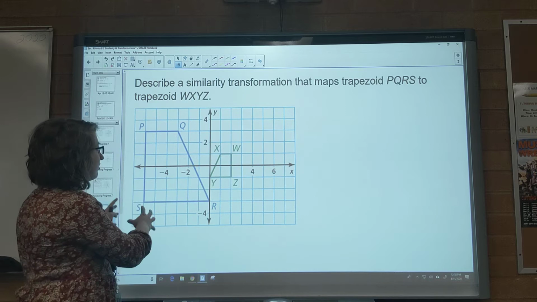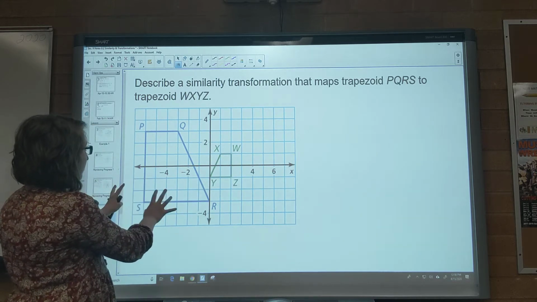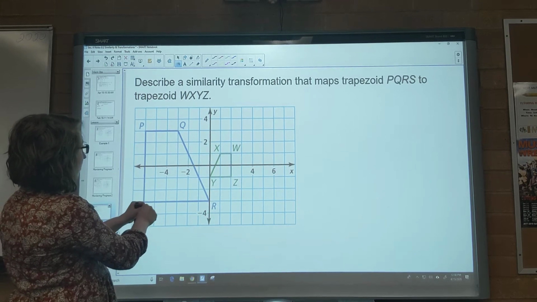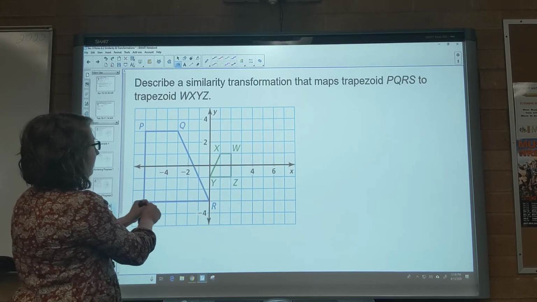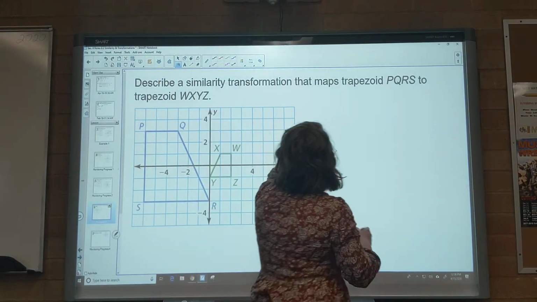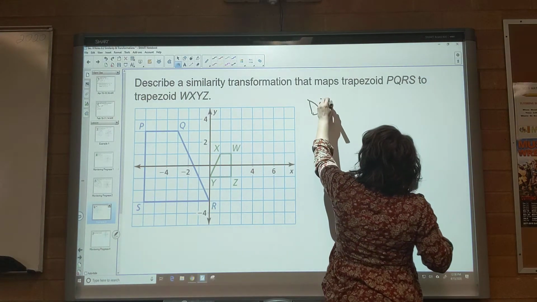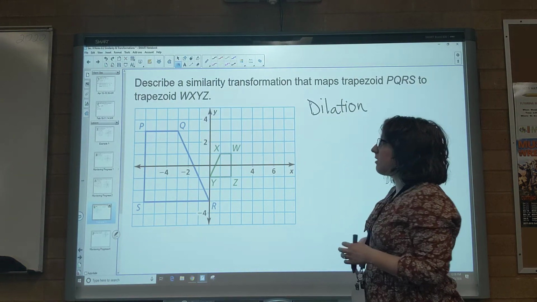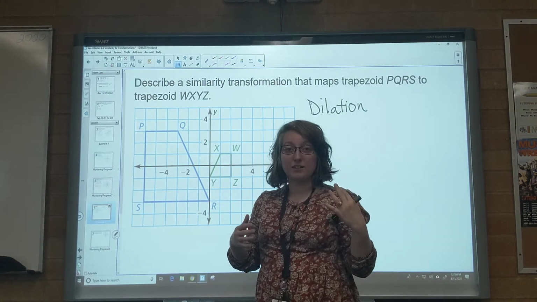WXYZ. So I'm looking at the blue shape to the green shape. When I look at this, I'm like, okay, for sure it got smaller. Now, I don't know by how much yet, so I'm going to go and figure that out. So I know it was a dilation, and since it got smaller, I know my dilation is going to be less than 1.